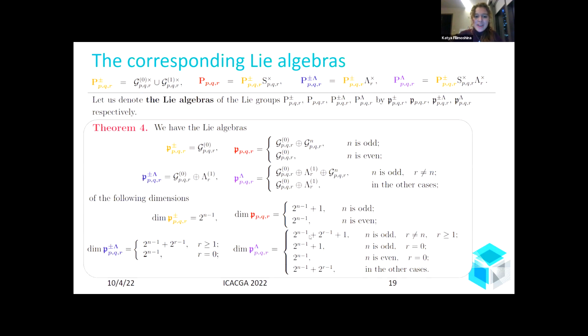We have introduced the four types of Lie groups P. There are the definitions. Now, let us consider the Lie algebras of these Lie groups. We denote the four Lie algebras of the corresponding Lie groups in the following way. On this slide, the Lie algebras are colored in the same way as the corresponding Lie groups: yellow, red, blue, and purple. In theorem 4, we prove that these four Lie algebras are as follows. And moreover, we calculate the dimension of each Lie algebra.